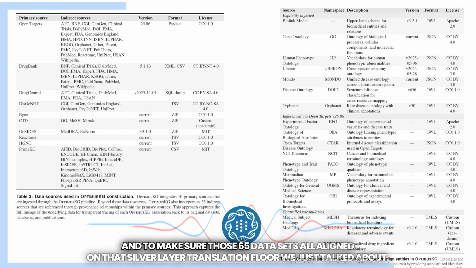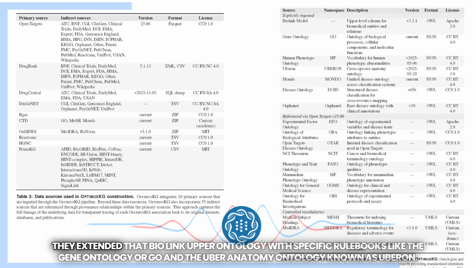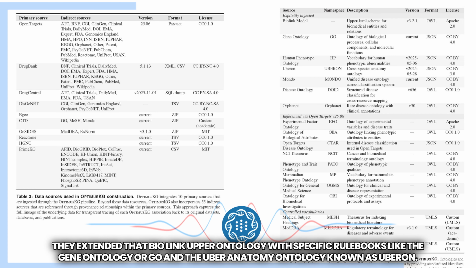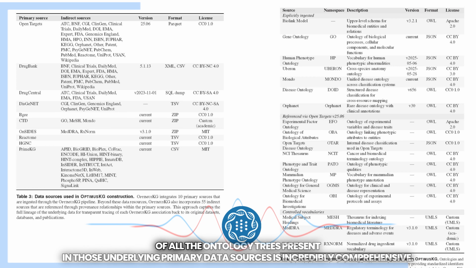And to make sure those 65 data sets all aligned on that silver layer translation floor we just talked about, Table 4 shows they harmonized everything using 18 distinct ontologies. They extended that BioLink upper ontology with specific rulebooks like the Gene Ontology, or GO, and the Uber anatomy ontology, known as Uberon. By doing that, the effective ontological coverage of OptimusKG becomes the union of all the ontology trees present in those underlying primary data sources.